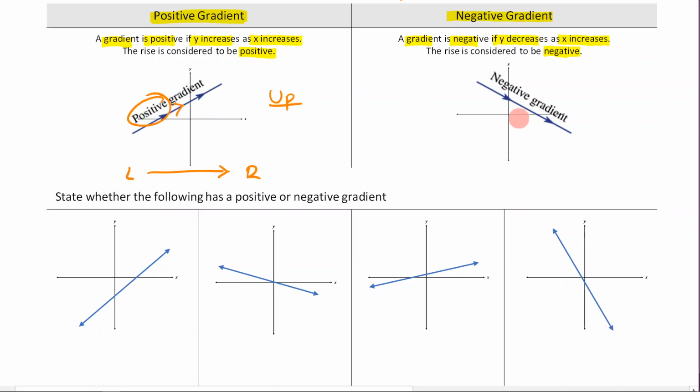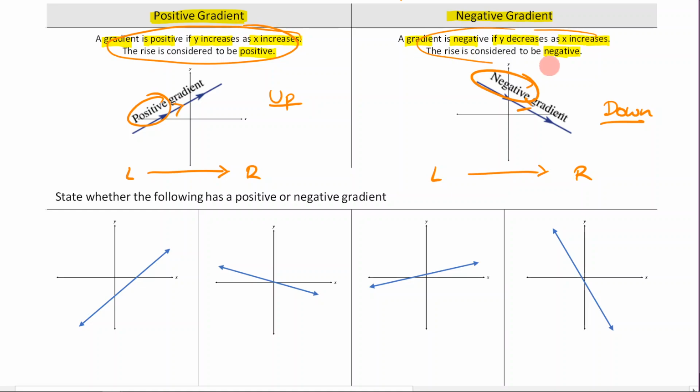Let's look over here. Looking at it from left to right, is this thing going up or down? It's going down. So we say it has a negative gradient. And that's all these definitions here are saying. But they say it in mathematical ways, which sometimes can be confusing. But all you need to know is that if you're looking at something from left to right and it's going up, it has a positive gradient. If you're looking at something from left to right and it's going down, it has a negative gradient.